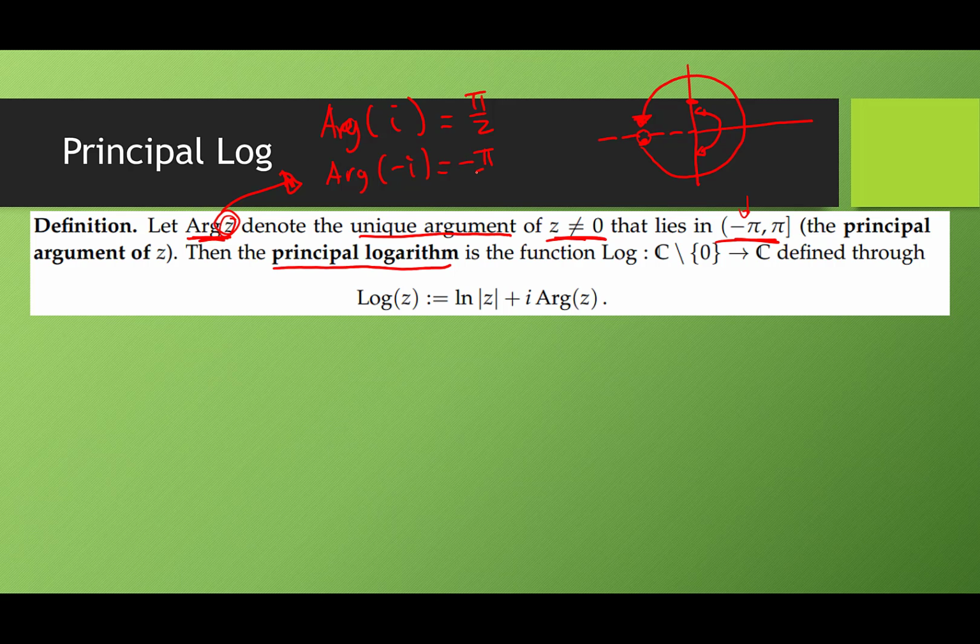The argument of negative i wouldn't be 3 pi over 2, it actually would be negative pi over 2. So let arg of z again denote the unique argument of z that lies in between negative pi and pi. And by the way, it says unique because if we restrict to these angles alone, then every complex number only has a single angle or argument in this case. All right, so that's our arg function. Then we define the principal logarithm as follows.